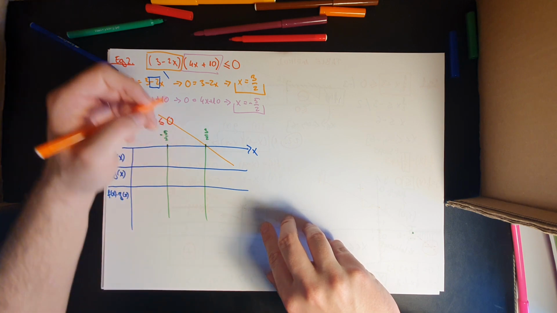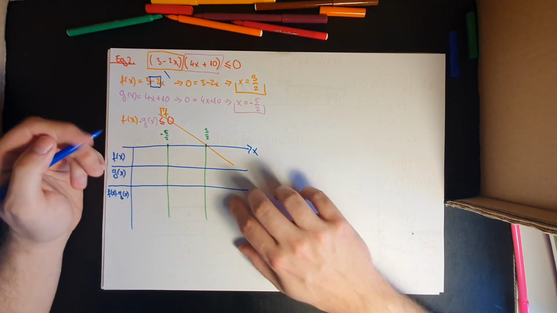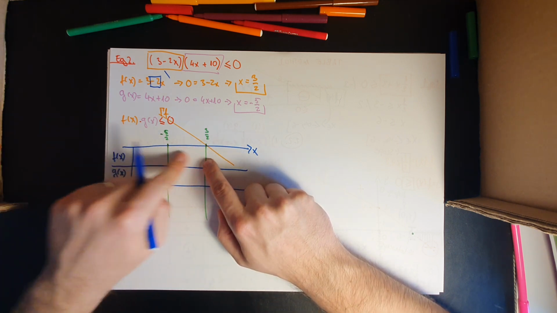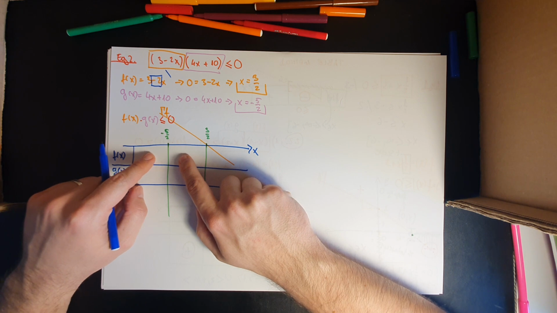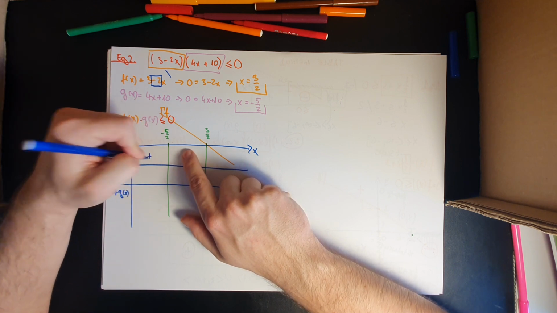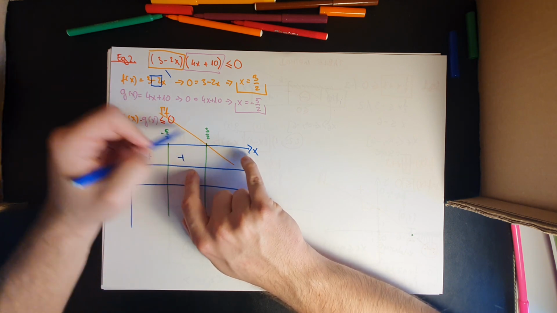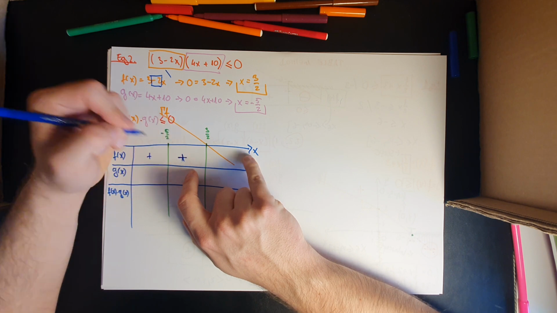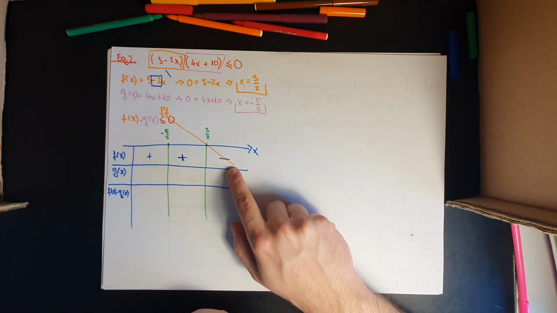This is the line. Let's point out that this is the graph of f, and now fill in the table. In the first two parts of the table, the graph is above the x-axis, which means the values are going to be positive, while in the last one it's going to be negative.